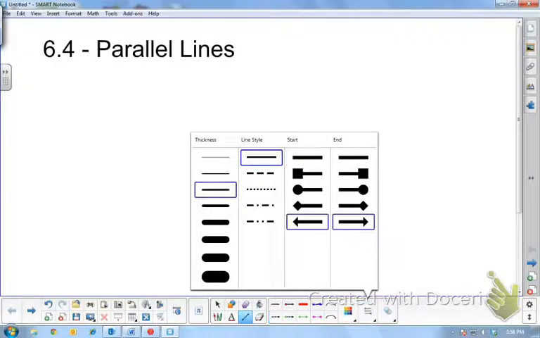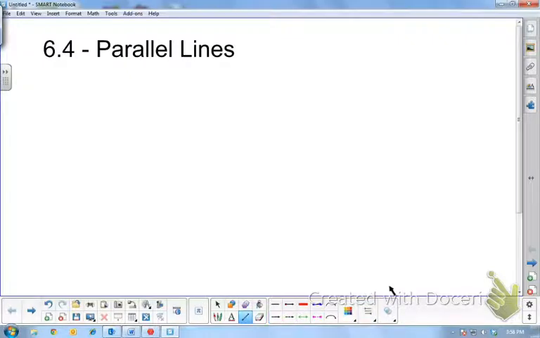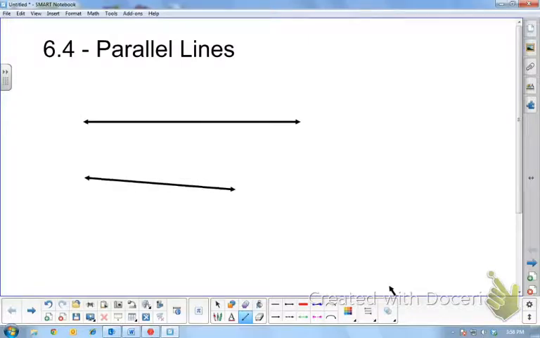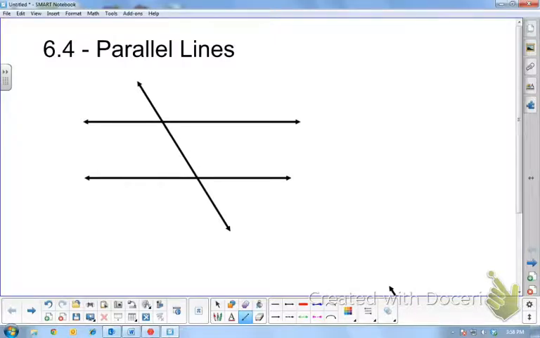And let me just make sure it has arrows on both ends. So we have two lines that are parallel. I'm going to cut them by a third line. So this creates a whole bunch of angles. So I'm going to call this line M and this line N. We'll say M is parallel to N, and it's cut by a third line L.